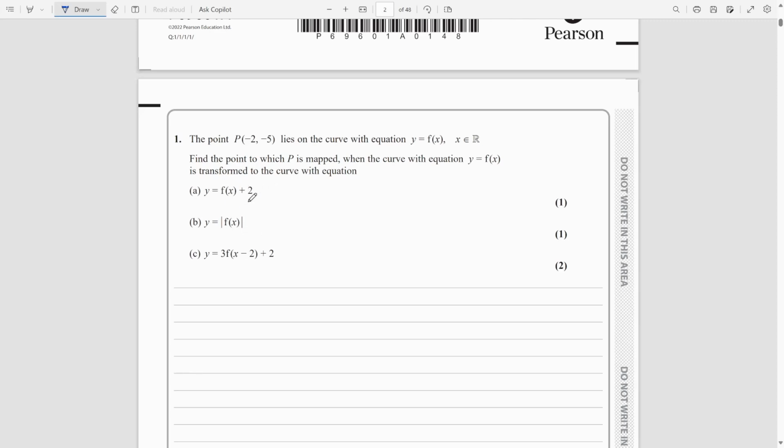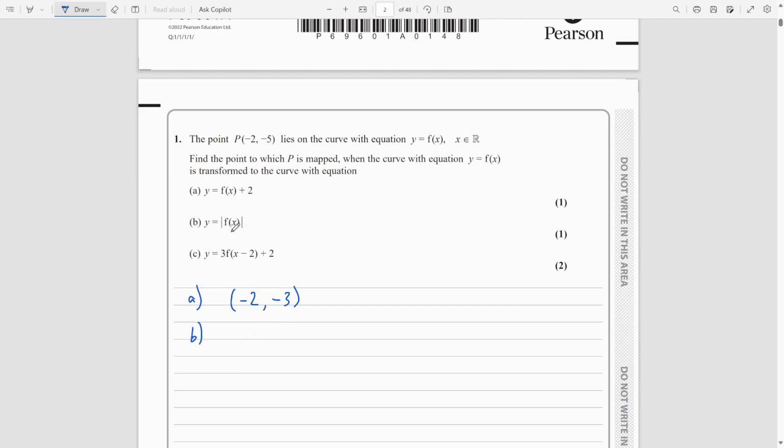So what does this transformation do? Well, f of x plus 2 adds 2 to the y coordinate. So what's that going to do to P? It's going to leave the x coordinate alone, and it's going to add 2 to the y coordinate, taking -5 up to -3.